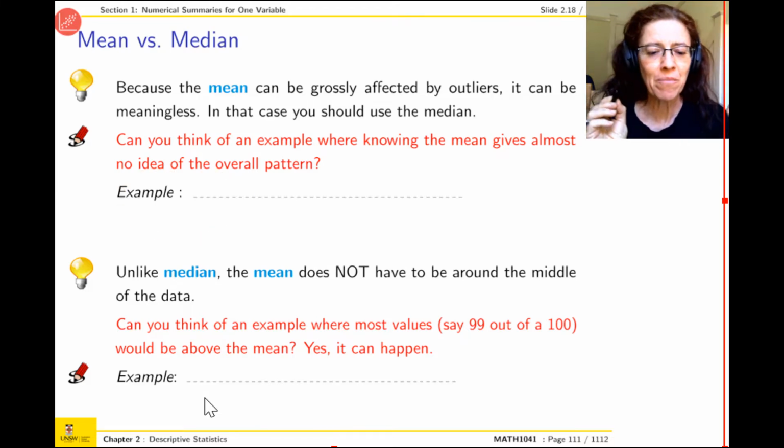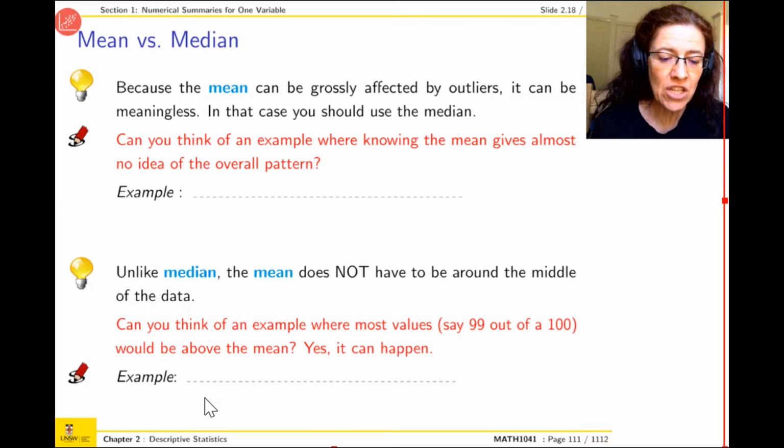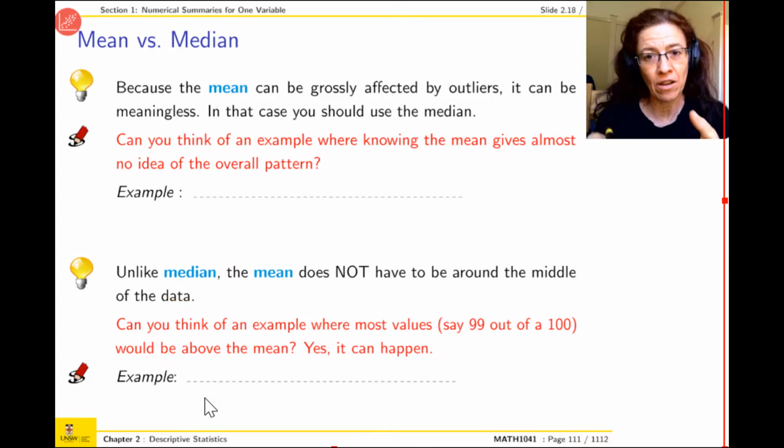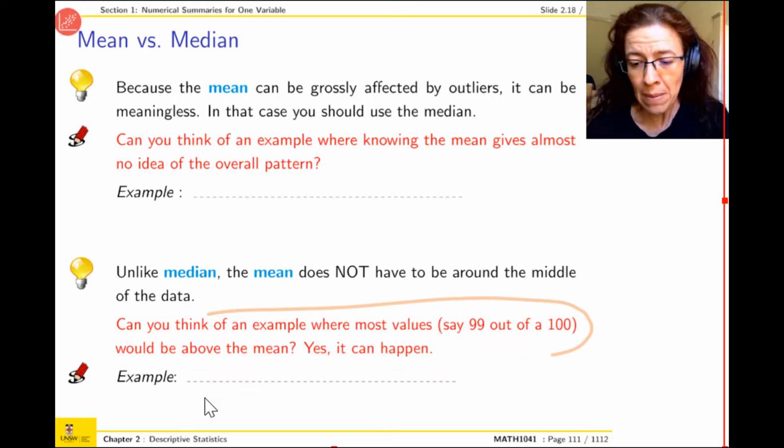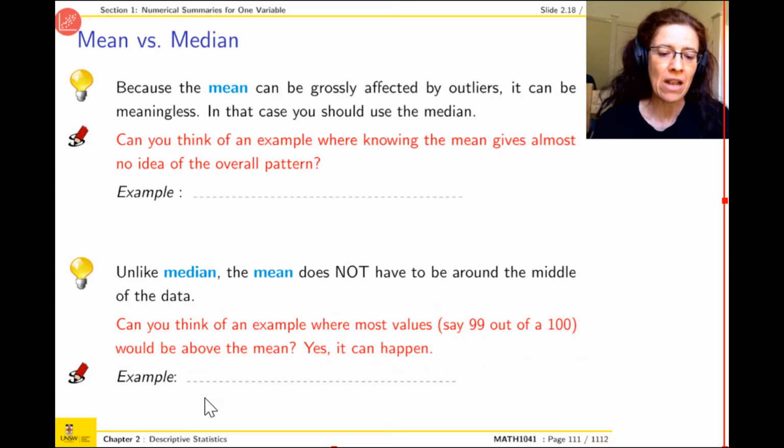I will give you a bit of time. And so by definition, the median is in the middle of the data. Basically, half of the values are below, half of the values are above. The mean doesn't have to be like that. Can you think of an example where most values, and in fact, maybe 99% of these values would be above the mean? Yes, that can happen.